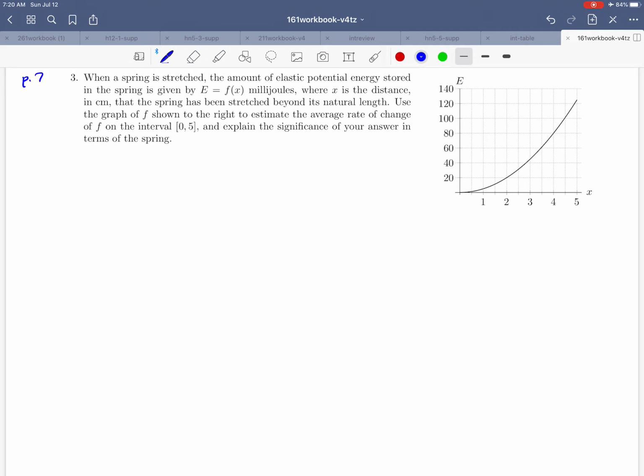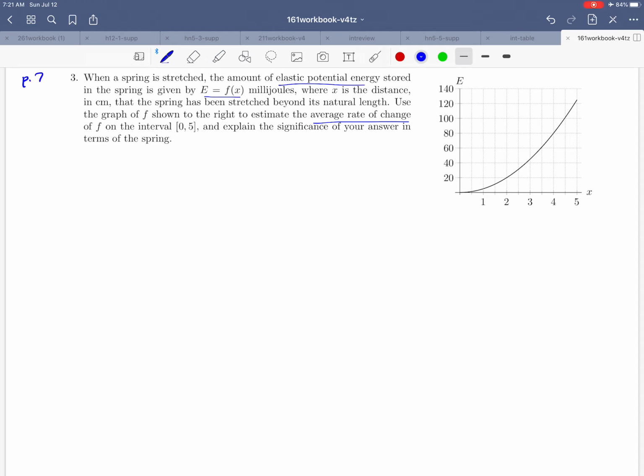So when a spring is stretched, the amount of elastic potential energy stored in the spring is given by the function E equals f of x millijoules, where x is the distance in centimeters that the spring has been stretched beyond its natural length. Use the graph of f shown to the right to estimate the average rate of change of f on the interval from 0 to 5. And after we do that, we would like to explain the significance of our answer in context.